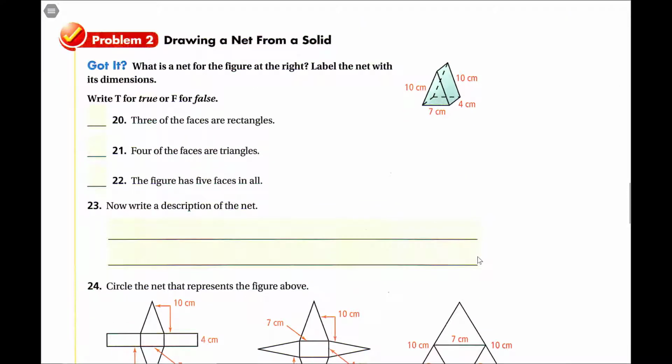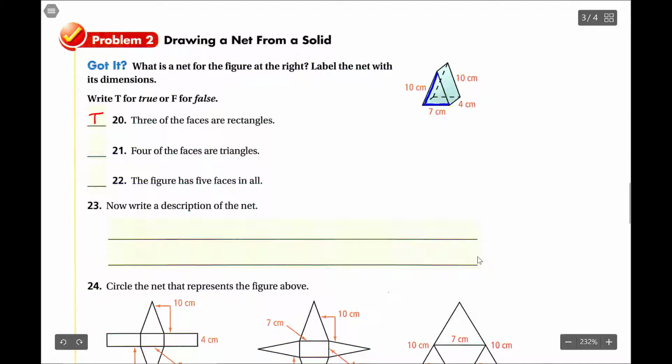Drawing a net from a solid. So we have this three-dimensional figure here on the right, this prism, and we just want to indicate whether these statements are true or false. Number 20 says that 3 of the faces are rectangles. I have this face right here is a rectangle. This face right here is a rectangle. And then the bottom of this figure is also a rectangle. So 3 of the faces are in fact rectangles. That statement is true.